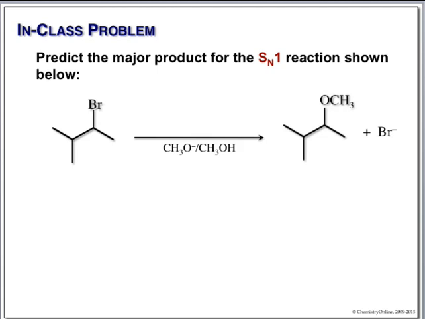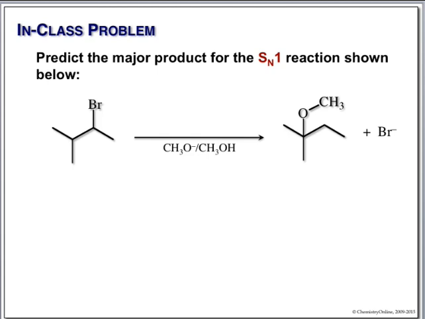However, this is wrong. If you do this reaction, this is not the product you get. This is. So this is an example of what we said earlier, a rearrangement. We would expect to get the secondary ether. In fact, we get the tertiary ether.